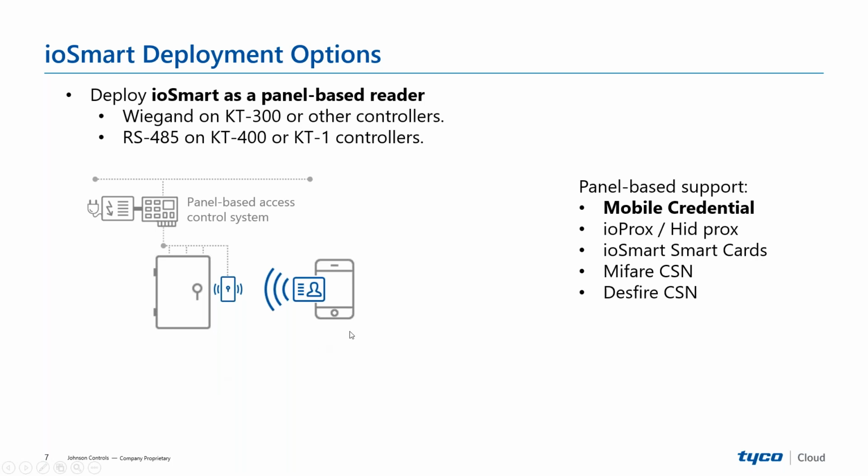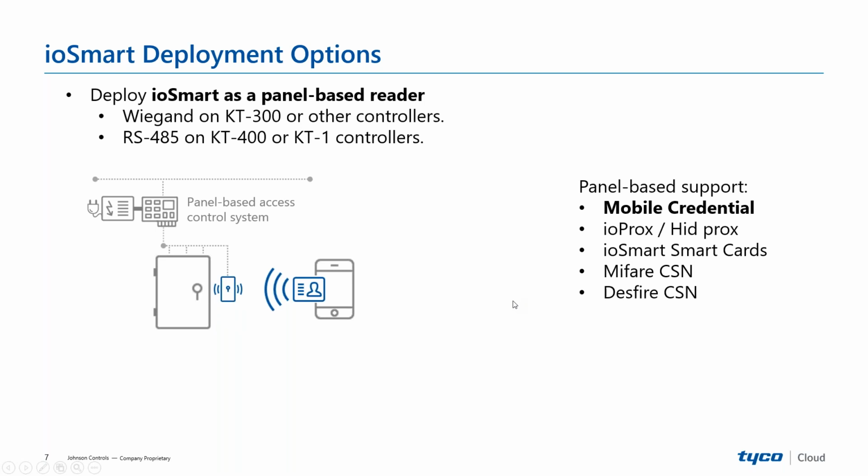And then you can use your iPhone or Android to send mobile credentials to your reader. The mobile credentials are issued by the cloud, which we'll cover in detail in a different webinar. But the benefit of that is now your phone can be used as a mobile credential. The reader accepts that over Bluetooth, at which point it sends it down to the controller. The controller still decides everything. For us, a mobile ioSmart panel-based reader is just another reader that has Bluetooth.